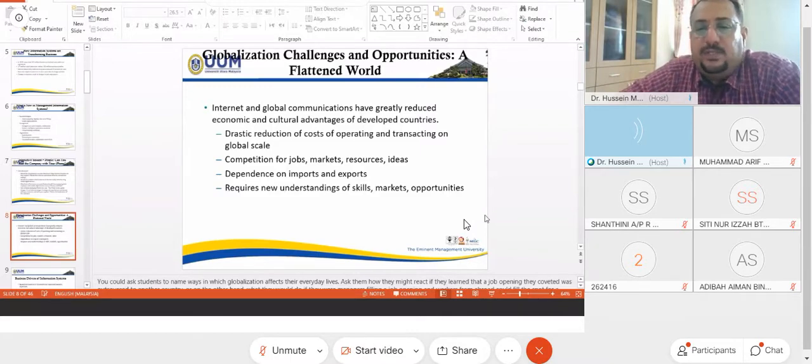Other one depends on import and exports. Import and exports take a long time to do as a company.